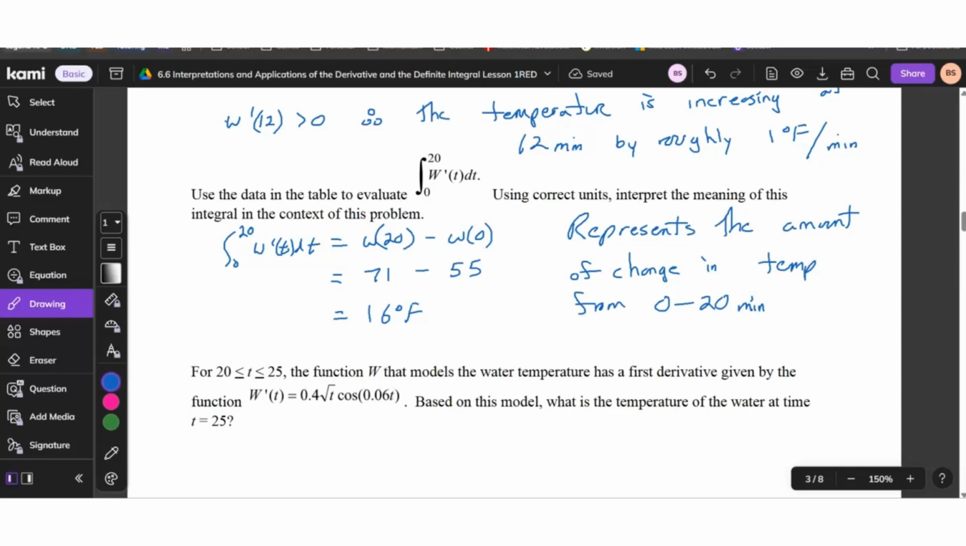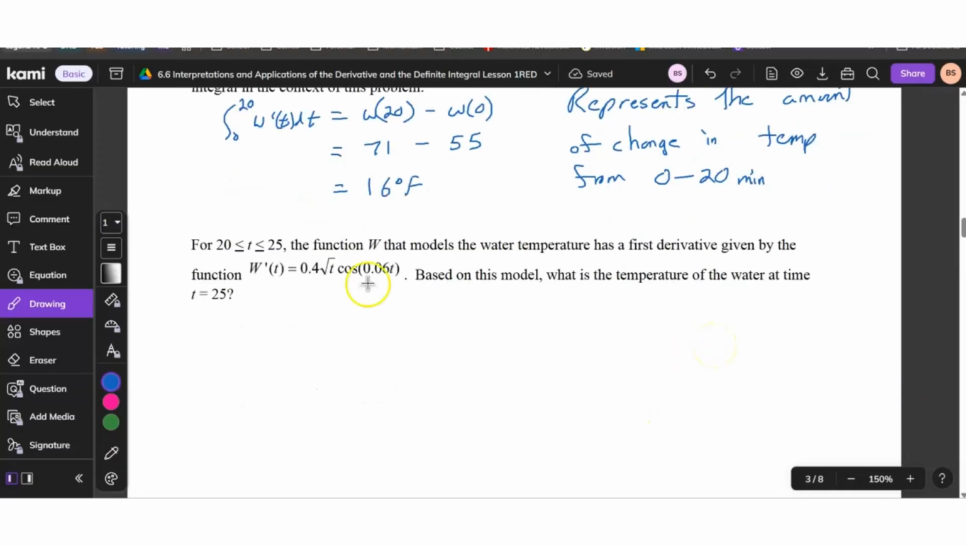So, for 20 to 25 minutes, the function that models the water temperature has the first derivative of this. Guys, ladies, there's so much talking. You're driving me insane. Ask me, don't just talk over top of me. Based on this model. See, she's outing you. She's like, no, we're talking about something else. No, yes, we're talking about this one.